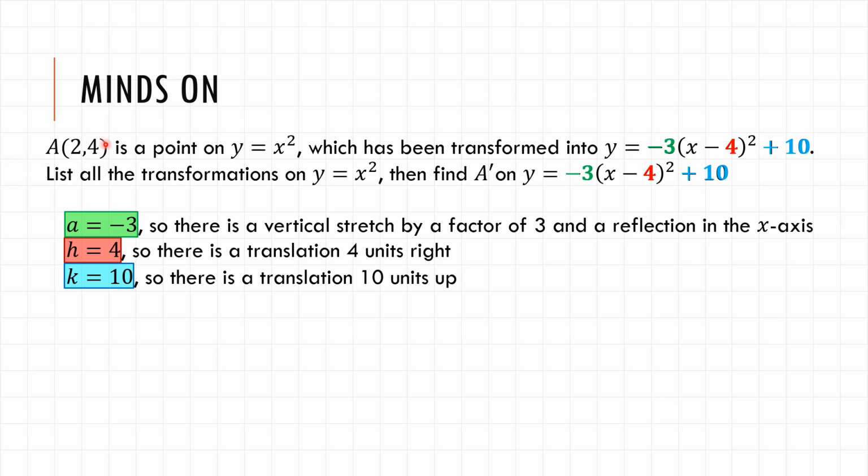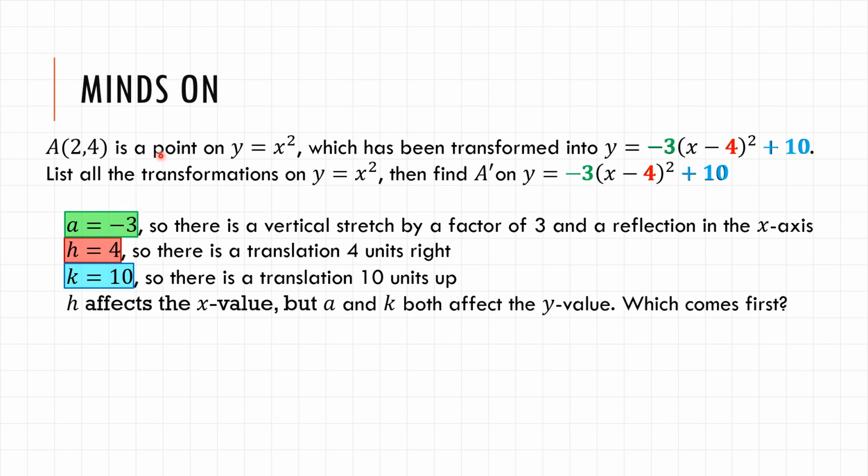Now let's get to this point, 2, 4. Where is its new location? Well, we know that h will affect the x value, but there's a problem, because two lessons ago we learned that a affects the y value, and we also learned that k affects the y value in the previous lesson. So if both of them affect the y value, which one do we do first? Do we multiply by -3 first, or do we add 10 first? What do you think?